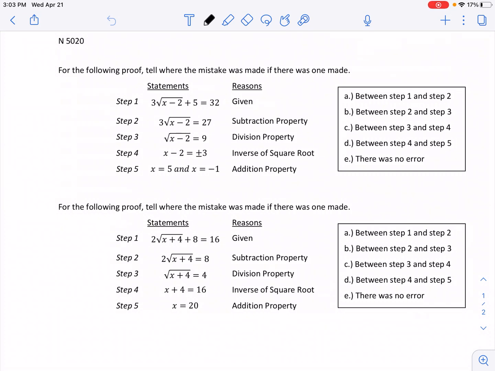All right, so in these examples, what we're going to look at is actually a proof. It lists down what properties are being used here. They give us the given, subtraction property, division property. We talked about the inverse of the square root is to square both sides and things like that. So this is listed as a formal proof, and what we have to do, just like on the test, is tell where the error lies, or whether there is an error in the proof.